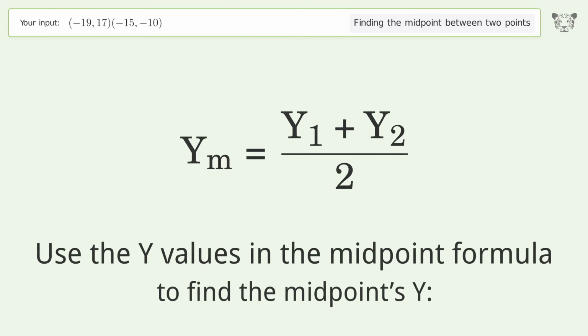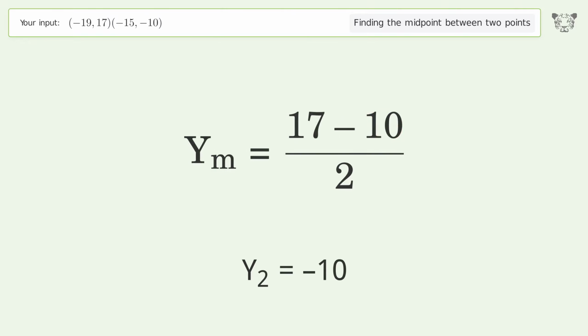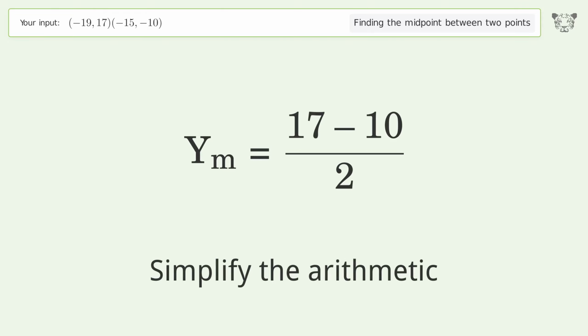Use the y values in the midpoint formula to find the midpoint's y. y1 equals 17. y2 equals -10. Simplify the arithmetic.